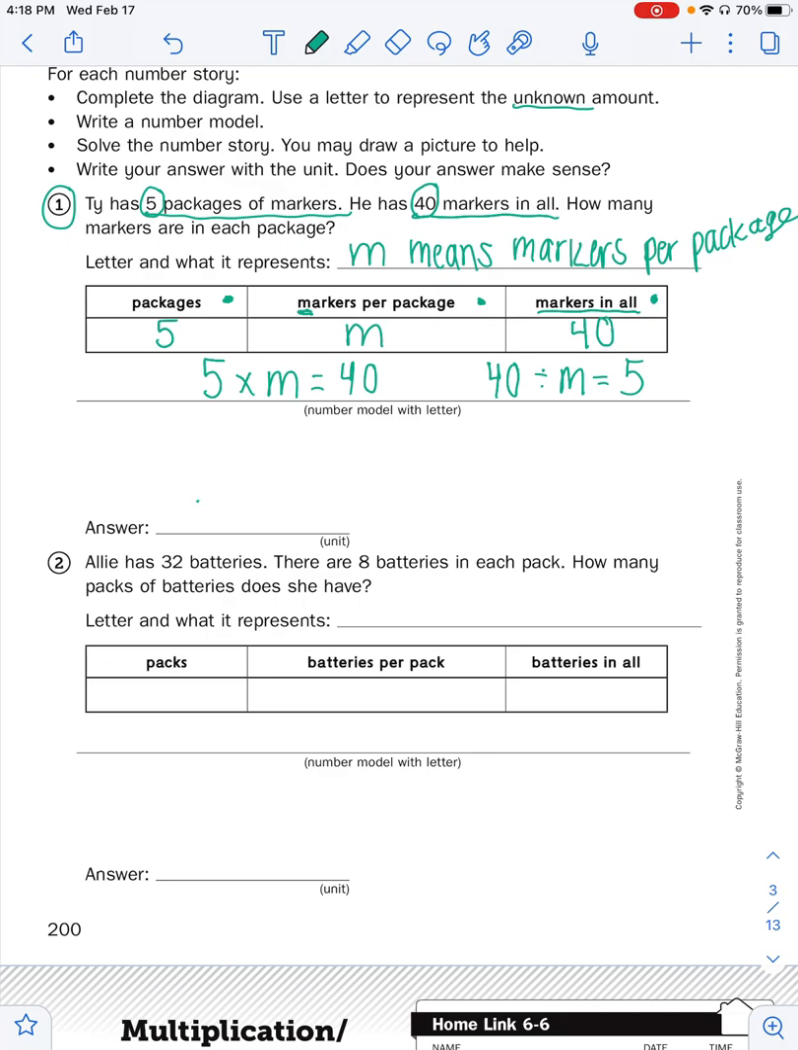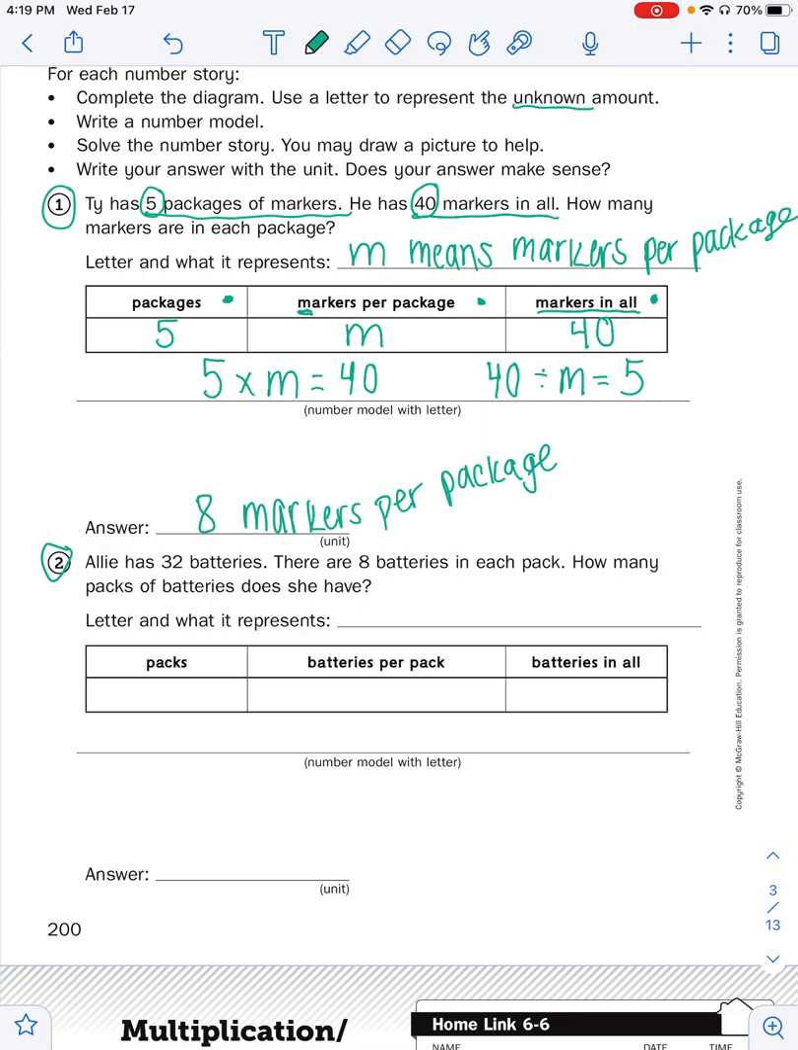8 means what? Remember, what were we trying to solve for? 8 markers per package, because that's what M means. Markers per package. I did not leave enough room. Okay, let's do this last one, and then I will have you guys try some more on your own.